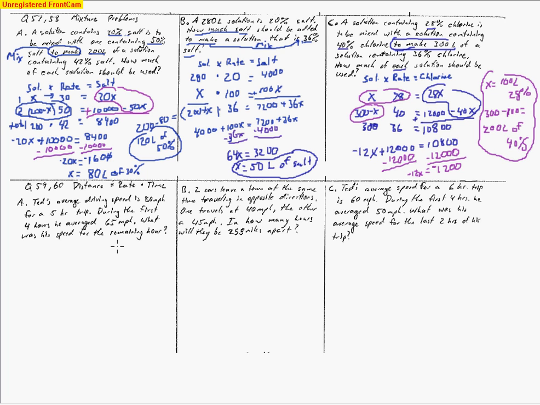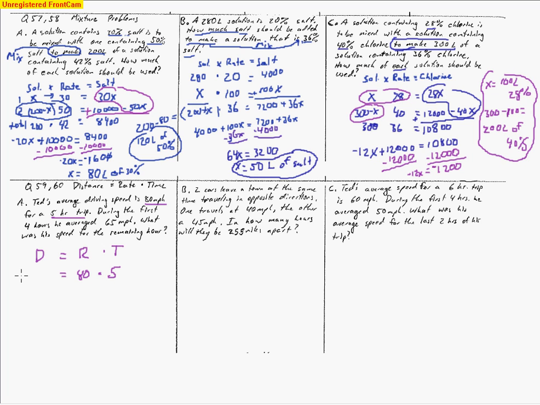So this is a distance, rate, and time problem. We've got Ted's average driving speed is 80 miles an hour for a 5-hour trip. Well, let's start by writing distance equals rate times time. They're giving us some information that we have to use to find the distance here. They're giving us the average rate, 80 miles an hour, times a 5-hour trip. We can multiply those two and get the distance.